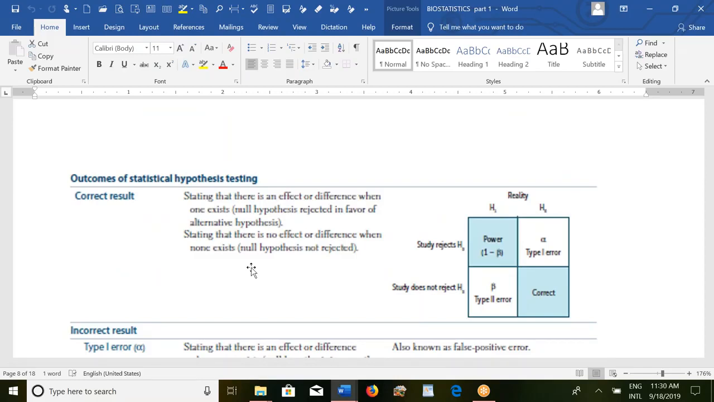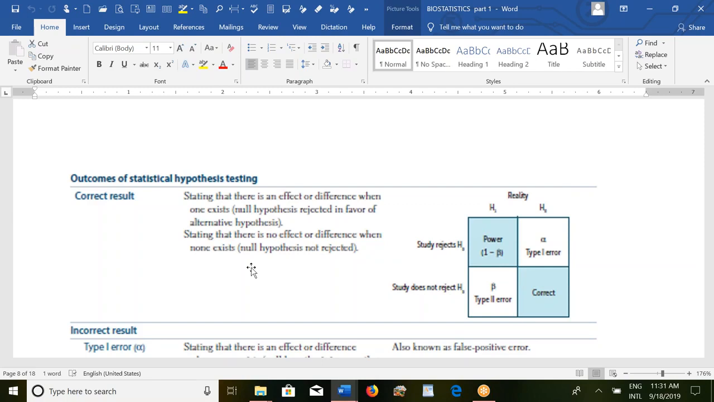Null hypothesis rejected in favor of alternative hypothesis, because we assume that there is no difference or no relationship between the groups. But then we did the study and we found that there is an effect or there is a difference between the groups. So null hypothesis is rejected, because null hypothesis says no difference. So we will accept alternative hypothesis that there is a difference between the risk factor and disease.